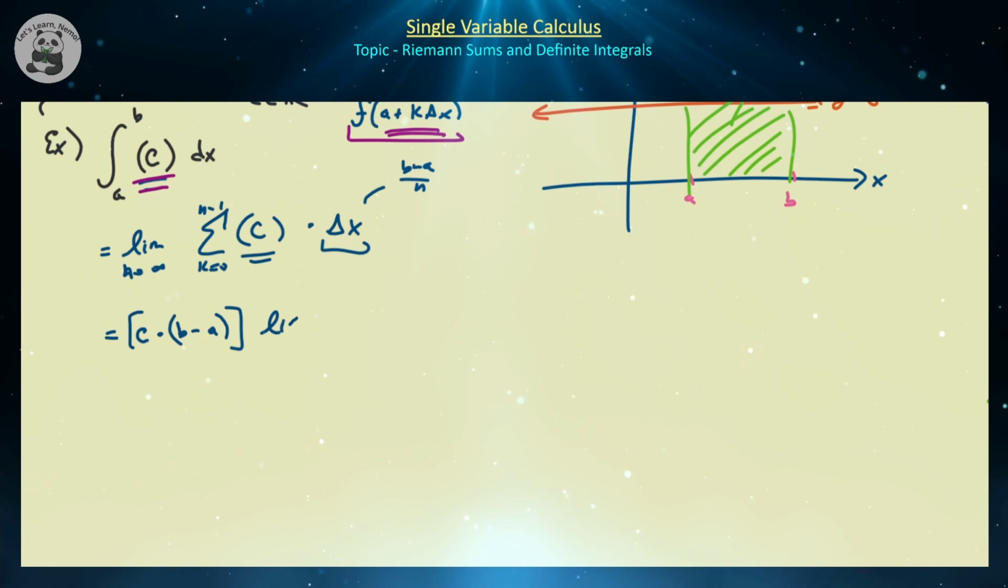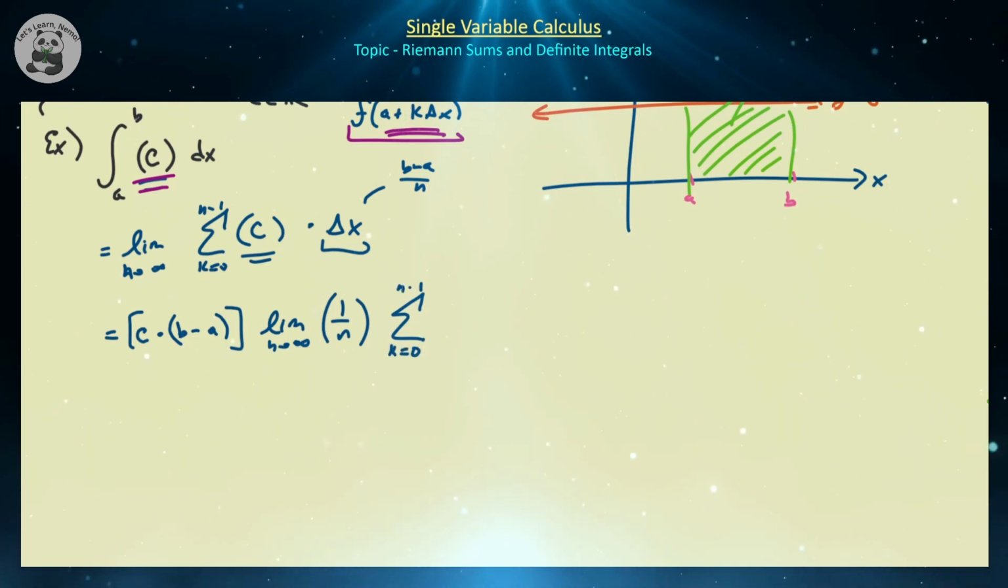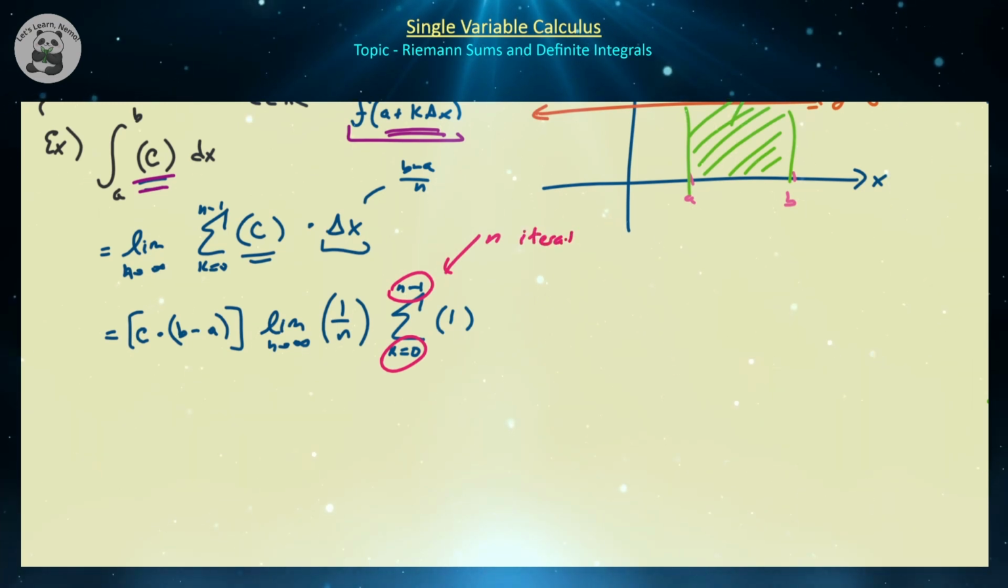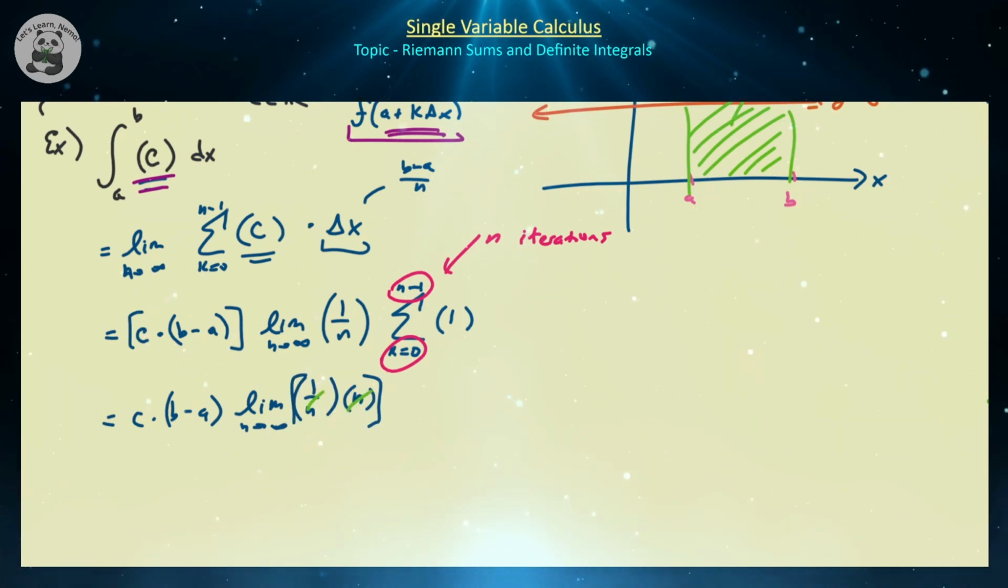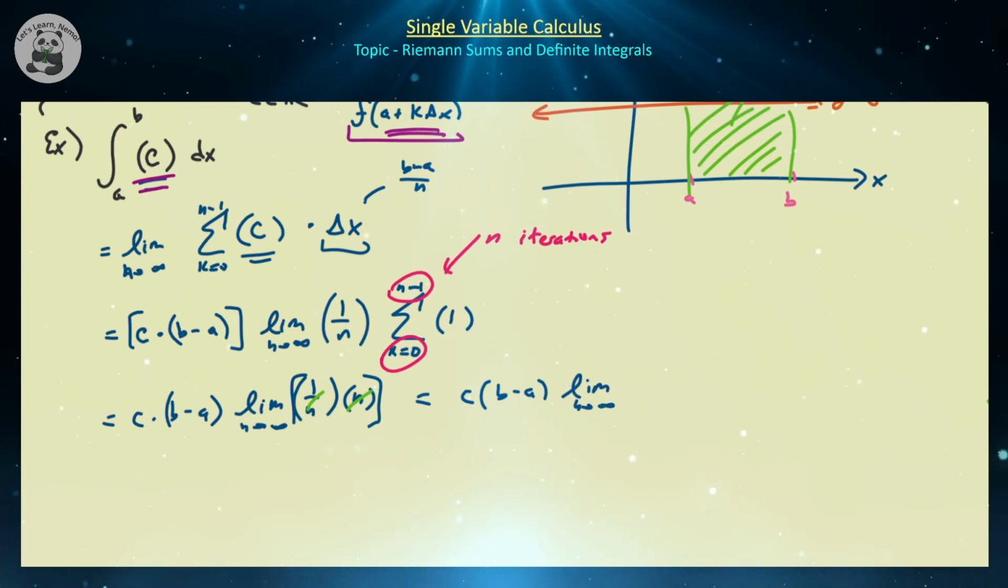multiplied by the limit as n goes to infinity of 1 over n times that remaining sum, which is the sum from 0 to n minus 1 of 1, because we factored out that c. If we do 1 plus 1 plus 1 from 0 to n minus 1, that's just n iterations of a sum, so it's 1 plus 1 plus 1, n times, which is n. So that's just going to give us c times b minus a times the limit as n goes to infinity of 1 over n times n. And we know that 1 over n times n is just equal to 1, so this is equal to c times b minus a times the limit as n goes to infinity of 1. But regardless of the value of n, 1 is always equal to 1, so that's just equal to 1.